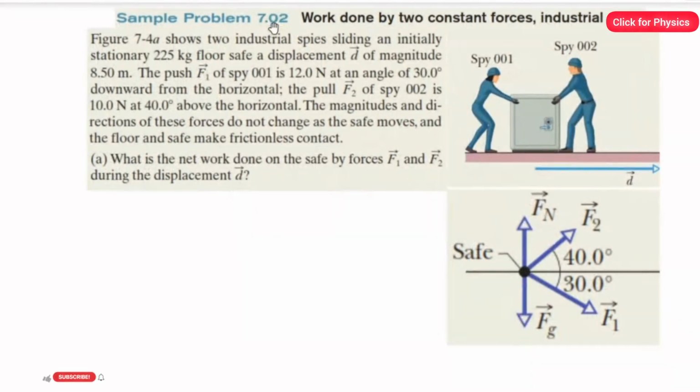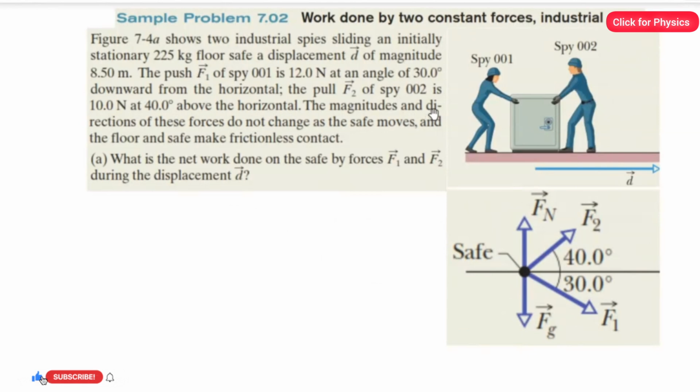Sample problem 7.02. The figure shows two industrial spies sliding an initially stationary 225 kilogram floor safe at displacement d vector of magnitude 8.5 meter. The push F1 vector of spy 001 is 12 Newton at an angle of 30 degree downward from the horizontal, and the pull F2 vector of spy 002 is 10 Newton at 40 degree above the horizontal.